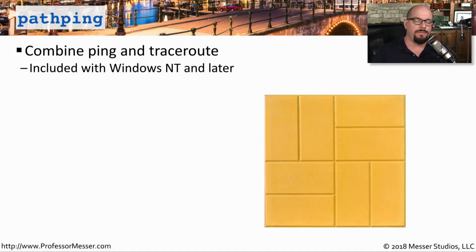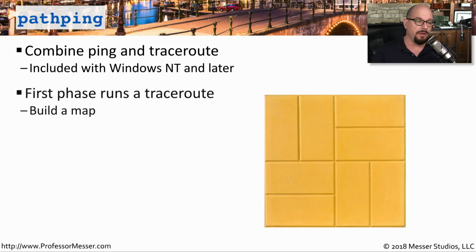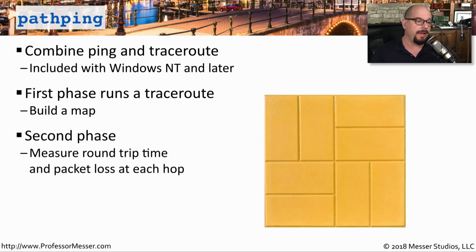Already in this video, we've used both ping and traceroute. Windows has a utility that combines these together and adds some additional functionality, and that utility is called pathping. This is available in all recent versions of Microsoft Windows. There are two phases to pathping. The first phase creates the path. It runs a traceroute to build a map between you and another device. And in the second phase, it begins to measure round trip time on every link along the way.